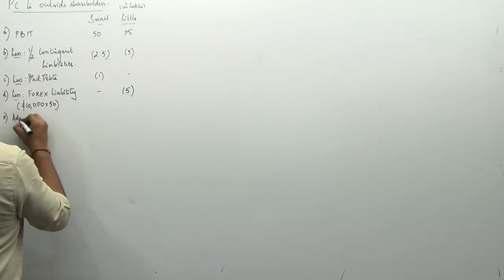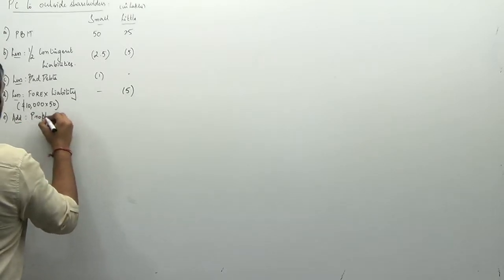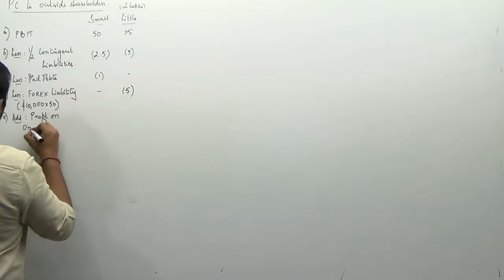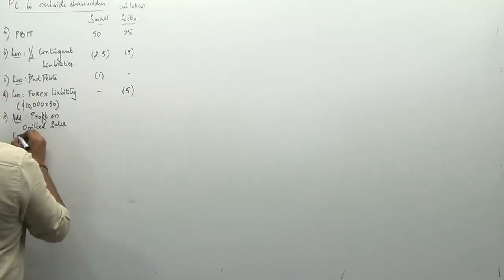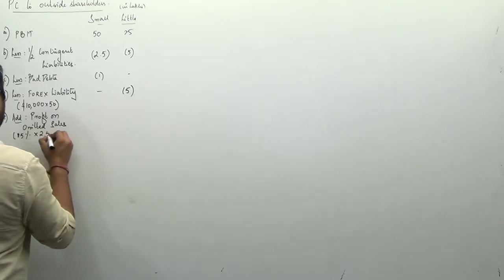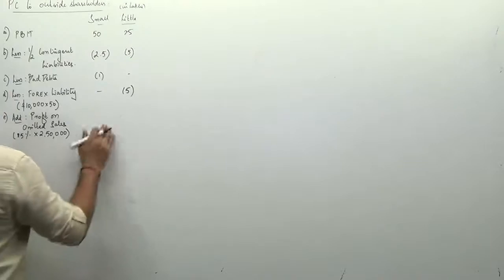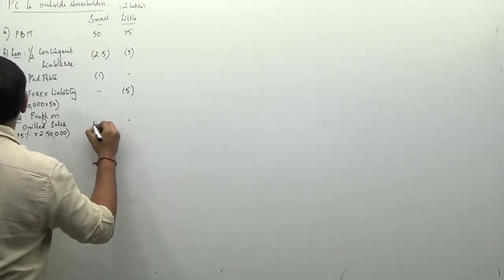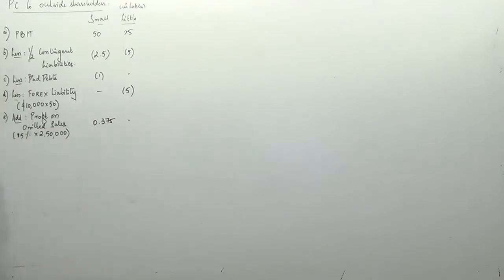Next, add profit on omitted sales. Omitted sale profit is 15% markup on 2,50,000. Again, write in lakhs only. Who omitted? Small. Small omitted, small's profit should increase by 0.375. 37,500 it is.